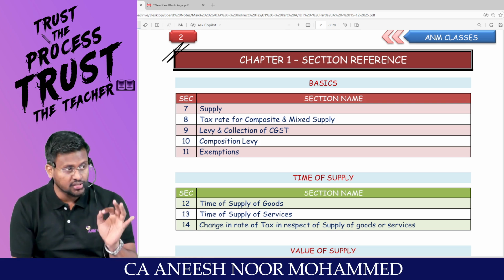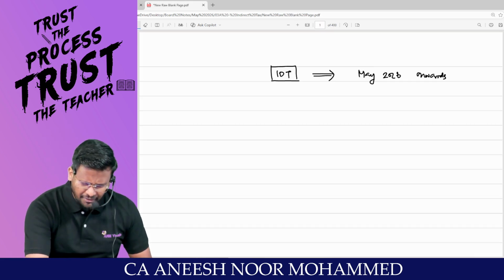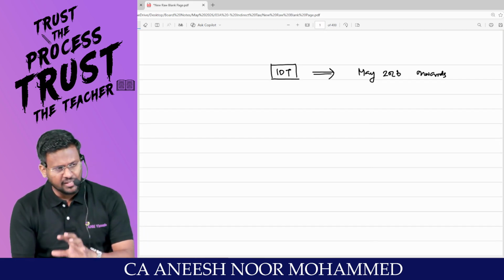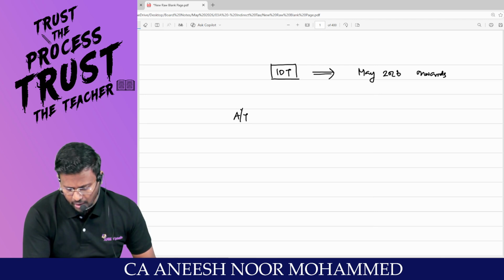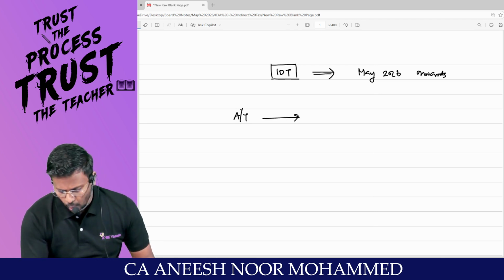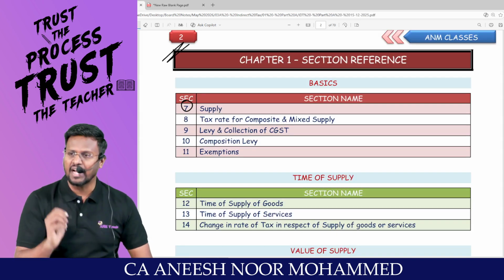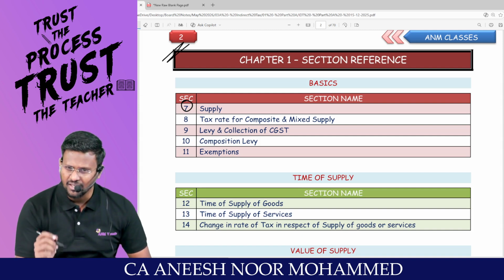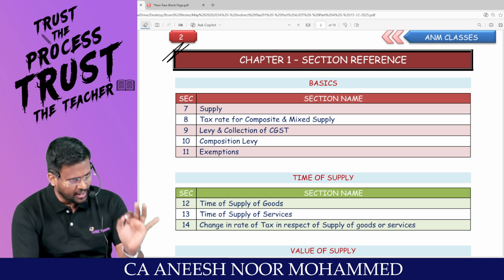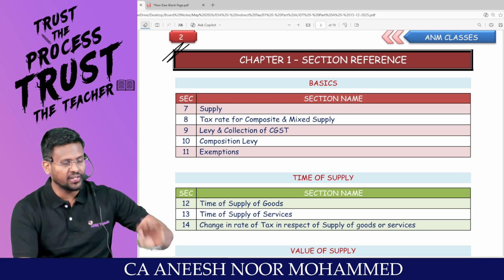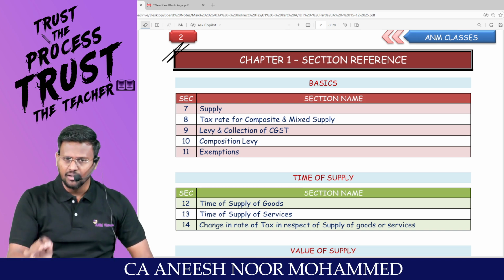Section 7 talks about supply. For every act, whether it is Income Tax Act, Companies Act or GST, there should be some activity or transaction which should invoke the tax provisions. That is called section 7 in this act, called supply. What is section 7? Supply. So what the GST Act is saying is that if a transaction or an activity amounts to supply, then this act will be applicable. If an activity or transaction is not amounting to supply, then this act will not be applicable.